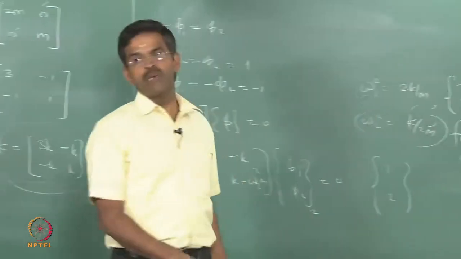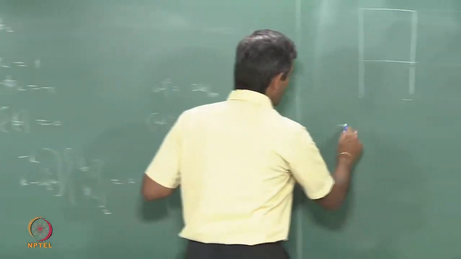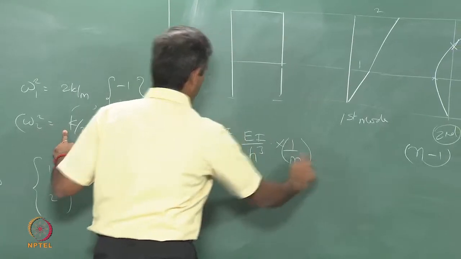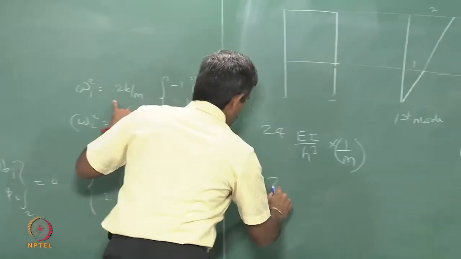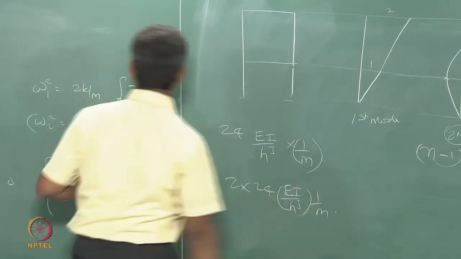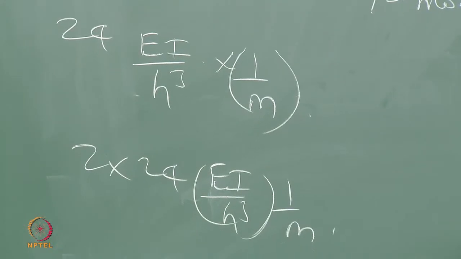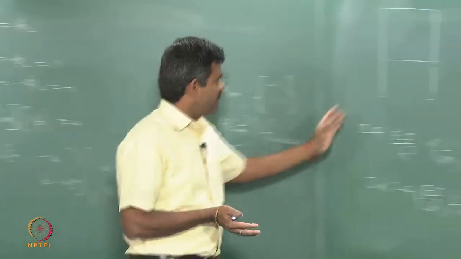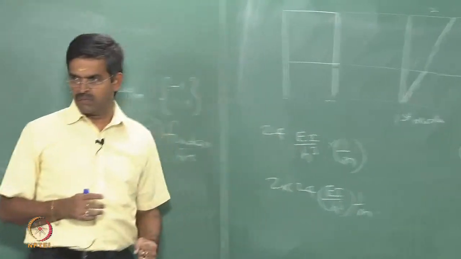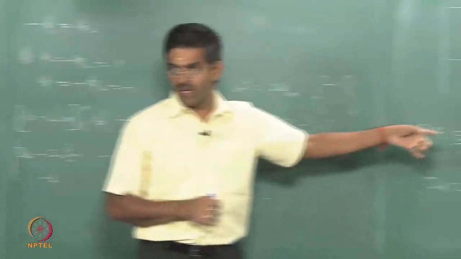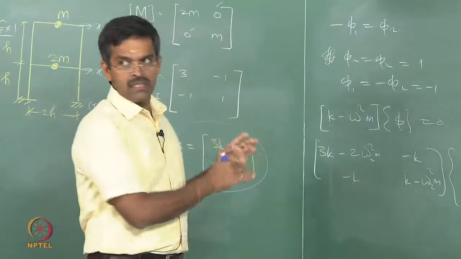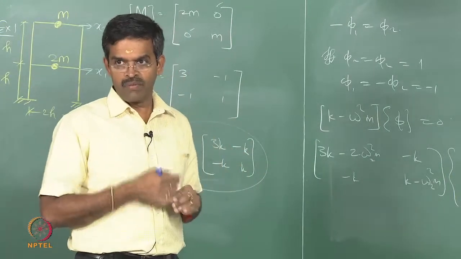Okay. Now, let us see if I substitute numeric values, what happens. Let us pick up this 24 EI by h cube by m, and this value is 2 into 24 EI by h cube by m. If I say EI h cube by m is a value of 1000, 15,000, any number, this value will always be lower than this, which implies the same meaning, it will be the first mode. So, do not try to compare numeric answers and then conclude the first mode or the fundamental frequency.